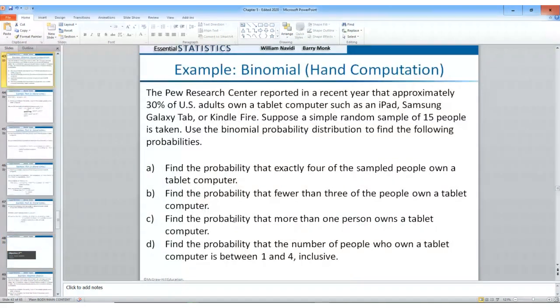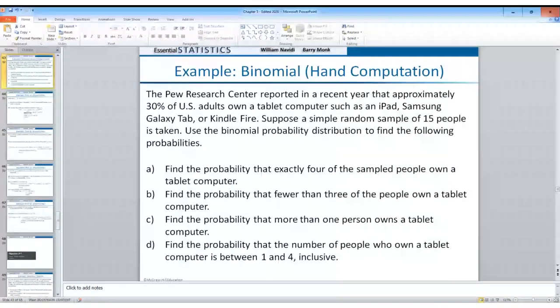All right, here's what we've got. The Pew Research Center reported in a recent year that approximately 30% of U.S. adults own a tablet computer such as an iPad, Samsung Galaxy Tab, or Kindle Fire. So suppose a simple random sample of 15 people is taken. That's our number of trials, n. And then we want to use the binomial probability distribution to find the following.